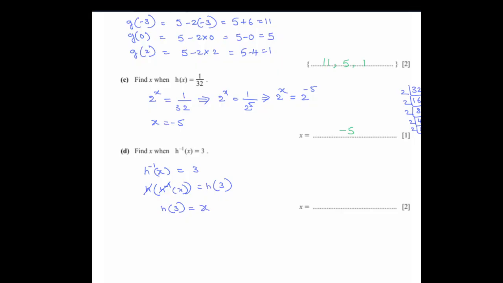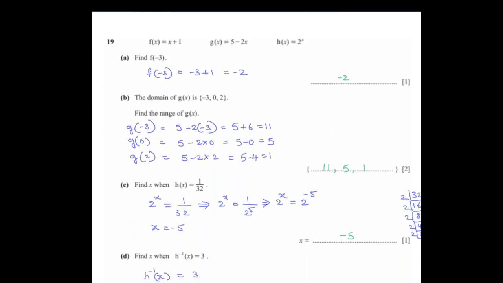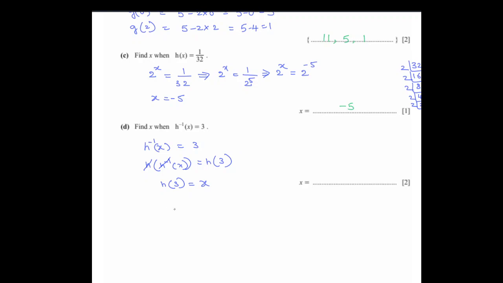So what is h of 3? Find out. 2 raised to 3. 2 raised to 3 is 2 into 2 into 2, which is 8. So x value is 8.